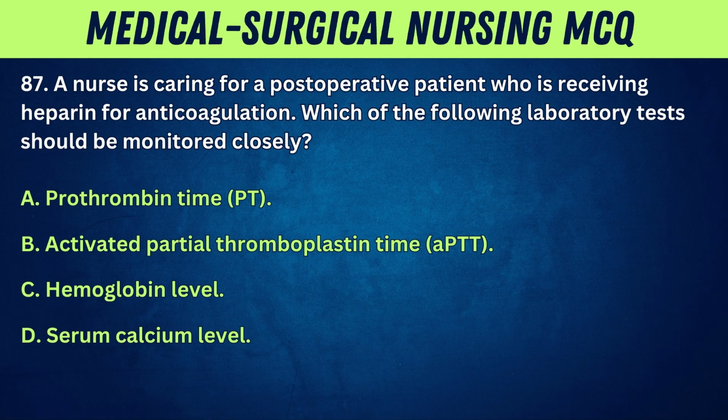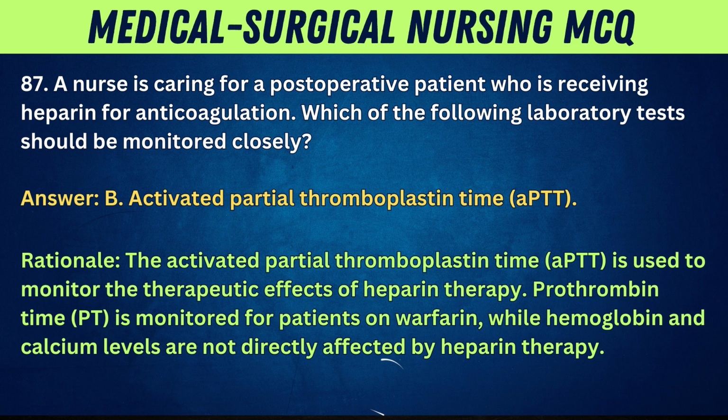Which of the following laboratory tests should be monitored closely? A. Prothrombin time, PT. B. Activated partial thromboplastin time, APTT. C. Hemoglobin level. D. Serum calcium level. Answer: B. Activated partial thromboplastin time, APTT.